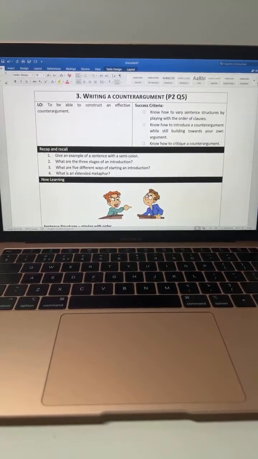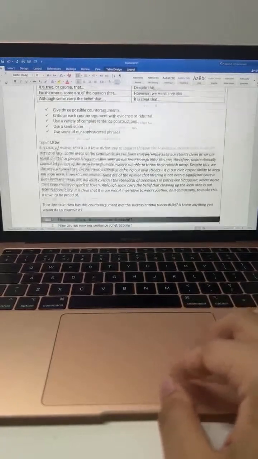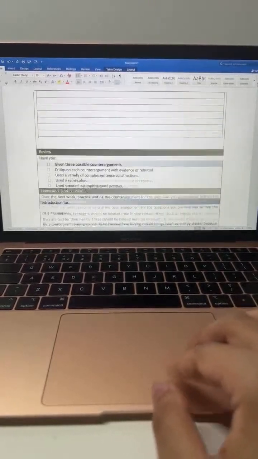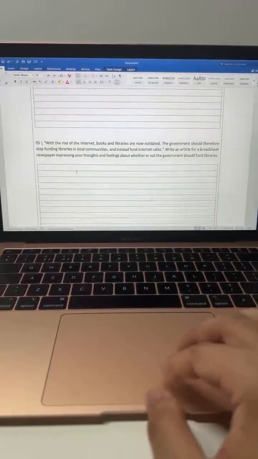So that is what you need to do for paper 2 question 5. See if you can provide a counter. If you can't, then obviously it's not the end of the world. So that's your counter argument done. Moving on.